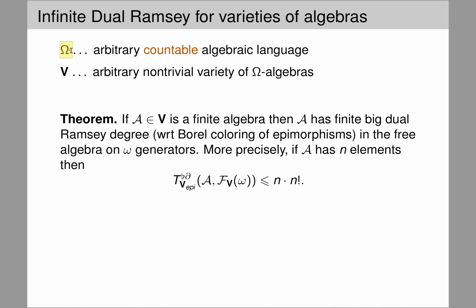Now, let omega be an arbitrary countable algebraic language. So why countable? Because I'm going to consider Borel colorings, and I need a set of terms to be countable to be able to work with Borel colorings, countable intersections of certain sets. So that's why we need the language to be countable. And then take V to be an arbitrary non-trivial variety of omega algebras.